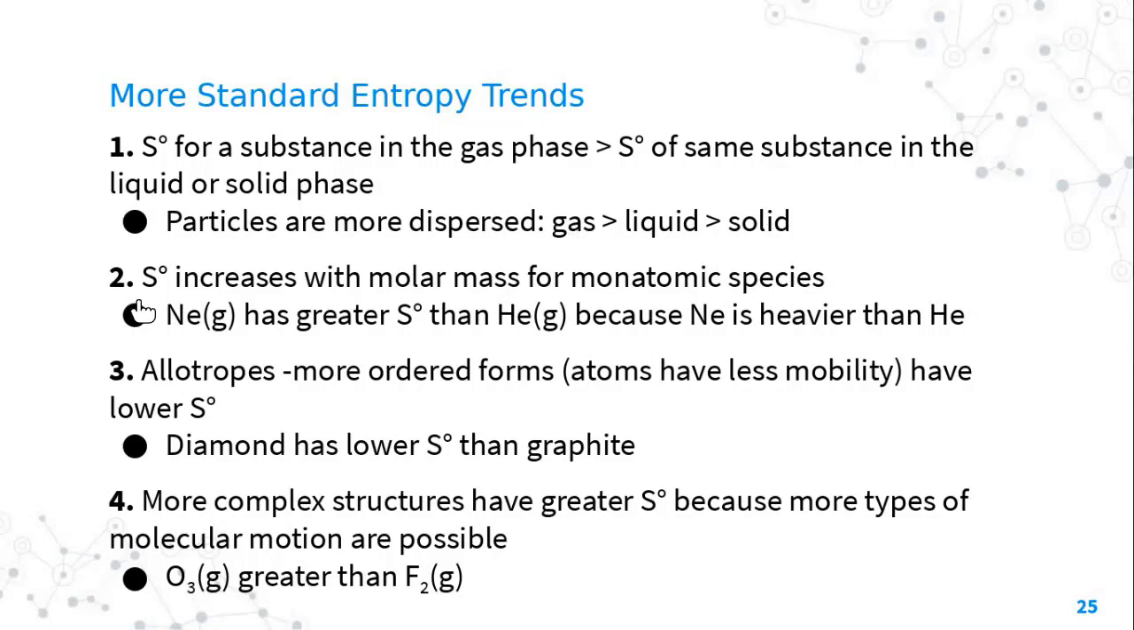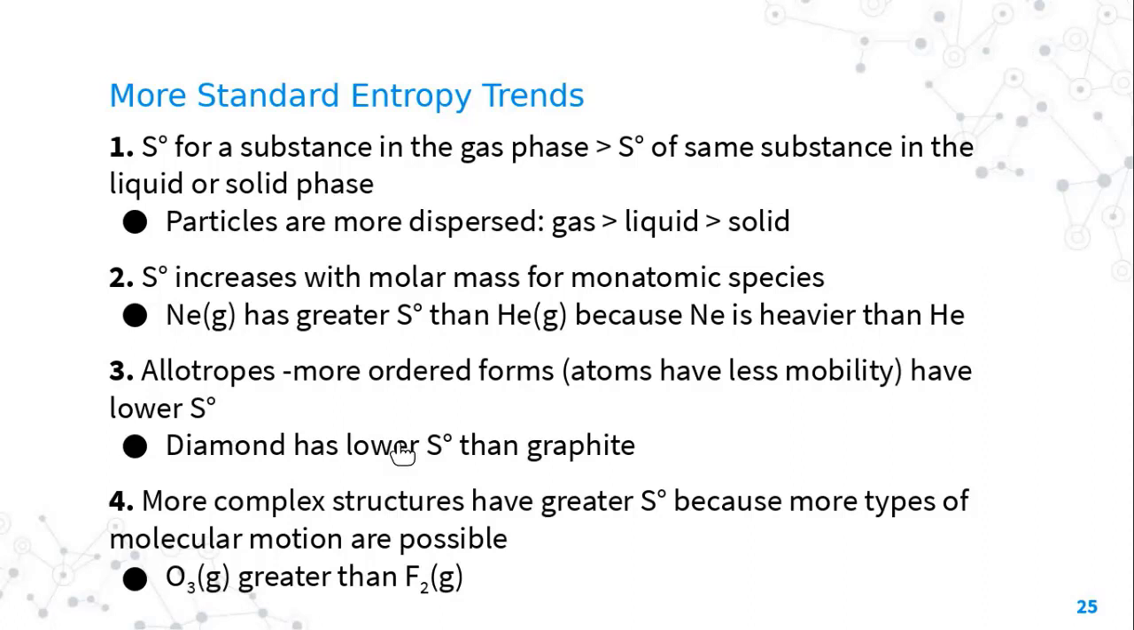Number two, standard entropy increases with molar mass for monatomic species. So if you look at neon gas, it has a greater standard entropy than helium gas, just because neon is heavier than helium. Three, allotropes. This is one that isn't mentioned very often, but I'm pretty sure it was a test question when I took this class: more ordered forms, atoms that have less mobility, have a lower standard entropy. The most classic example of this is that diamond has a lower standard entropy than graphite.